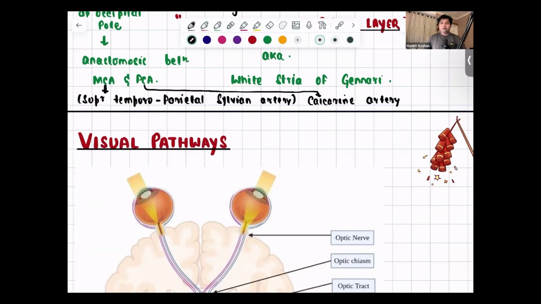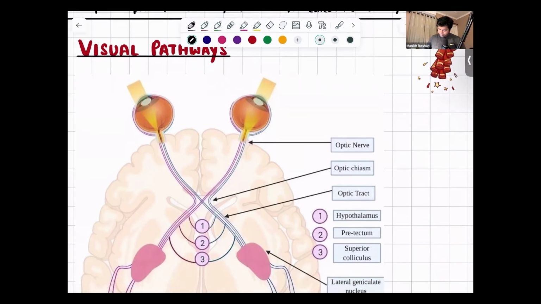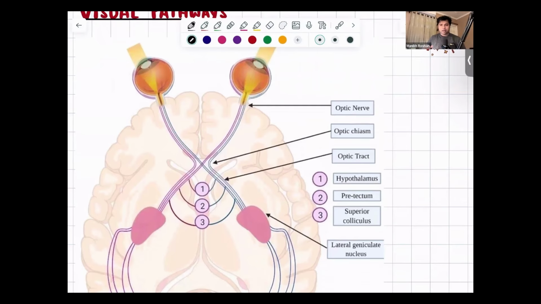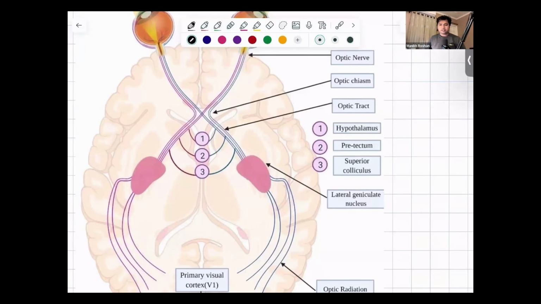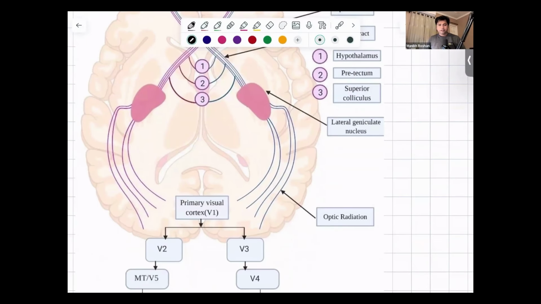Now, after looking into the anatomy, we have to look into the visual pathways, as you all have been studying throughout your MBBS and your initial days. Always remember that it starts with the eyeball, goes to the optic nerve, optic chiasm, tract, and then has a relay station in the lateral geniculate nucleus, and ultimately forms optic radiation and lands up in the primary visual cortex. Now, this is the basic that we need to know.